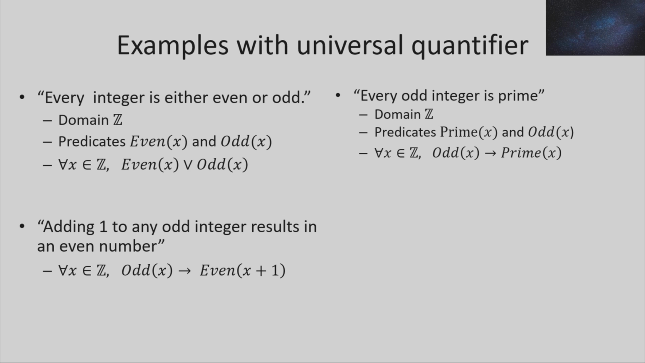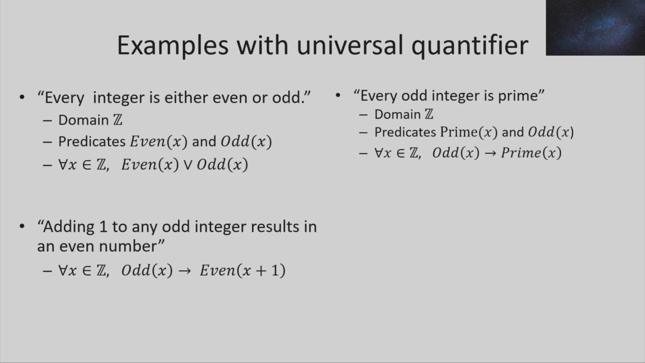Okay, let's try every odd integer is prime. Again, every integer, but now we are talking about odd integers. So how would we write it? One way to write it is to make odd the domain, but sometimes it's kind of inconvenient because we would be throwing a lot of things into the domain. Let's for now make our domain integers and phrase the sentence a little bit differently.